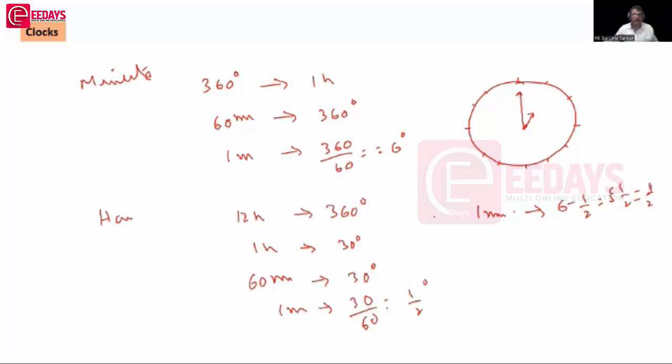Next, another important point is, in 1 minute, the minute hand gains 12 by 11 parts over the hour hand. That is another important point. Based on these important points, we can solve the questions. Now, let us check.